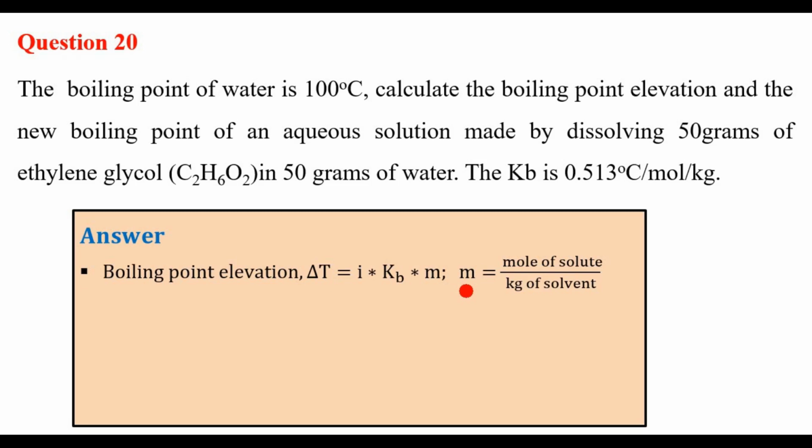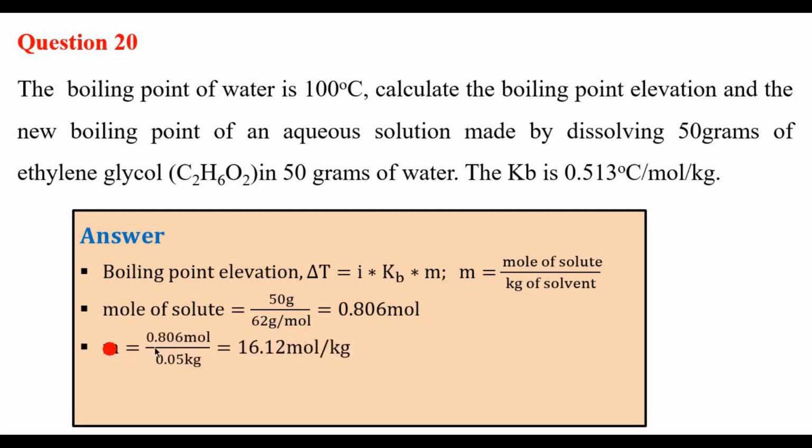It will be the moles of solid per kilogram of the solvent. So the solvent, you have 50 grams of water, and the solid we also have 50 grams. We can convert it to moles so that we can get the moles of solid. We take the mass of solid divided by the molar mass. We have also the molality is equal to 0.0806 moles divided by the kilograms of the solvent. That means the 50 grams you have converted to kilograms because molality is moles per kilogram. Then after getting the molality, we can get the change in temperature.